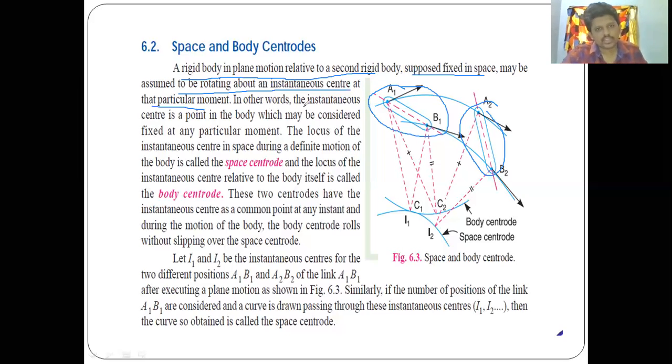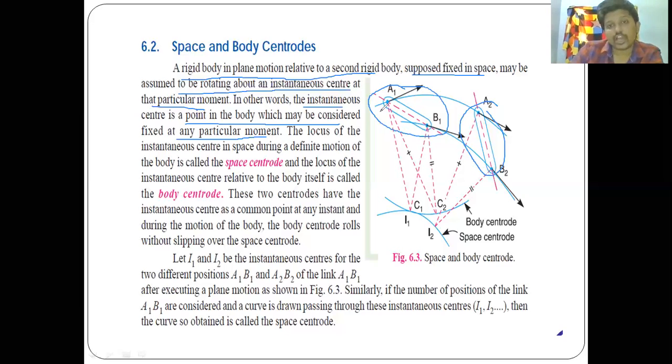Here we are saying that the instantaneous center is a point of a body which may be considered fixed at that particular moment, because the body is rotating about that point. We are assuming that both links are not changing their position, so the instantaneous center will also be constant. If the links change, the instantaneous center will also change.